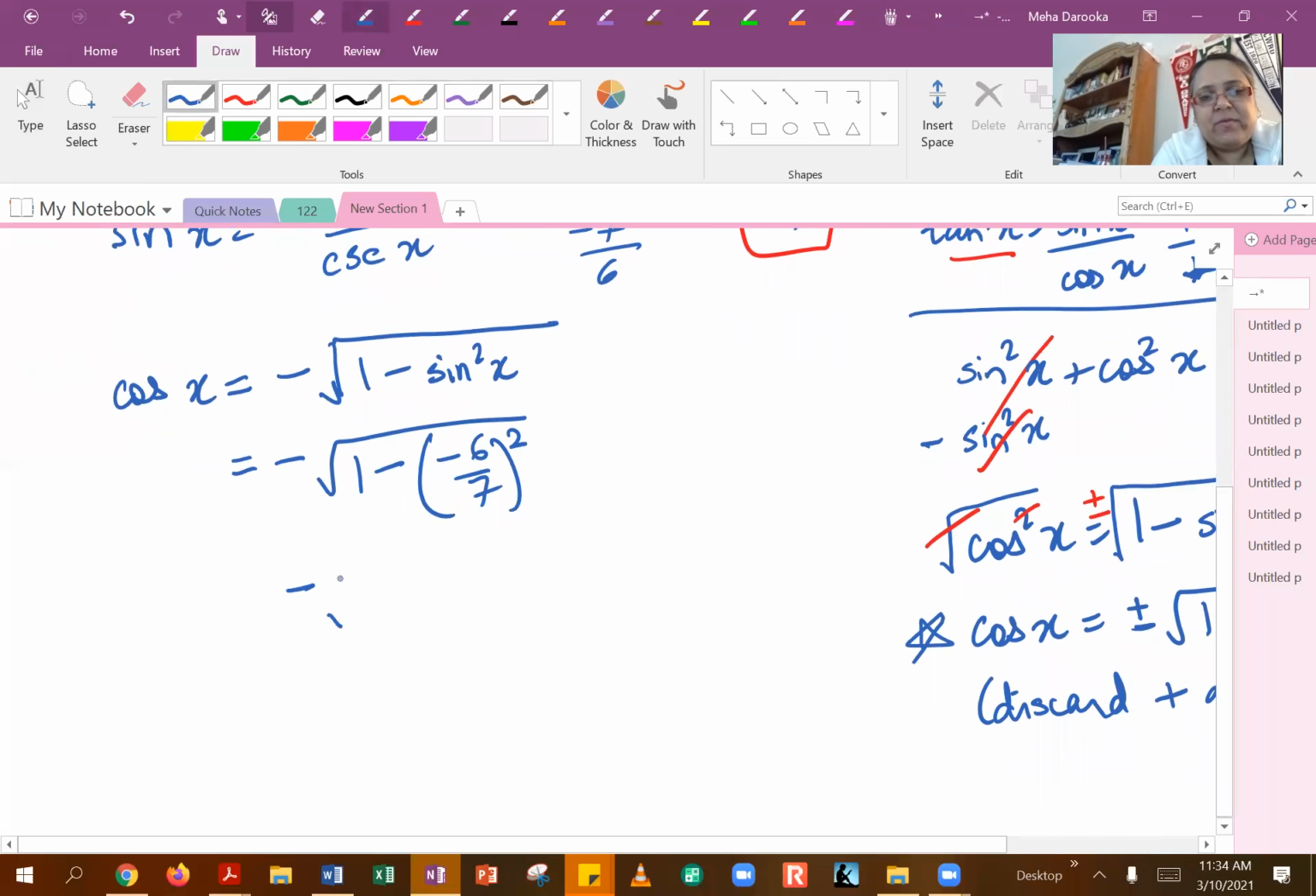So we get square root of 1 minus, and of course you are doing negative 6 over 7 to the second power. So negative times negative will become positive, and then when you take a square, what do we end up getting on this?